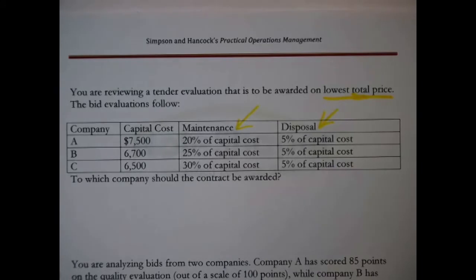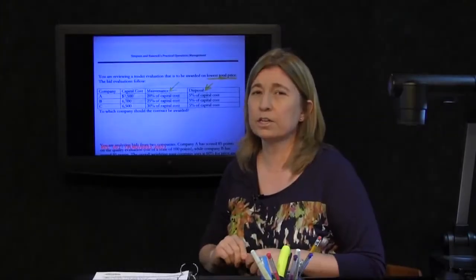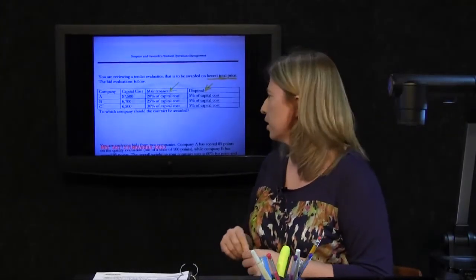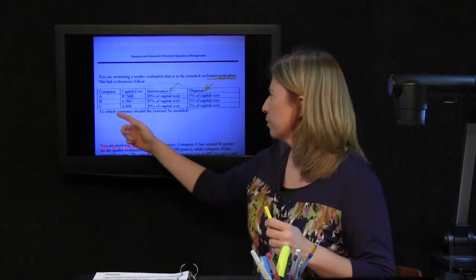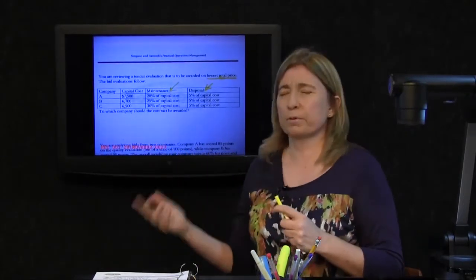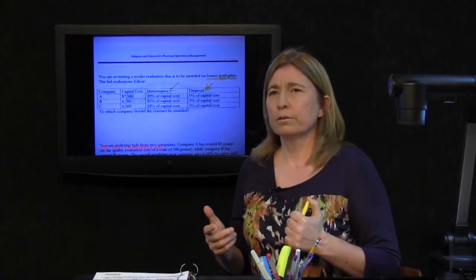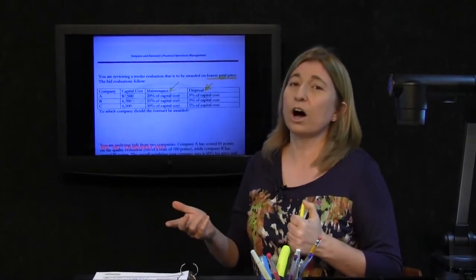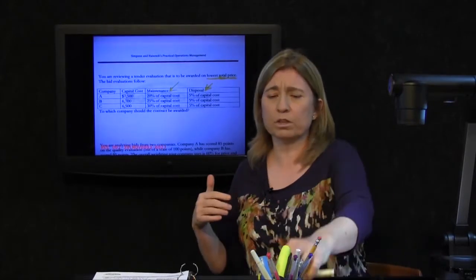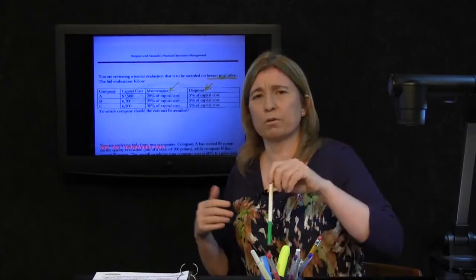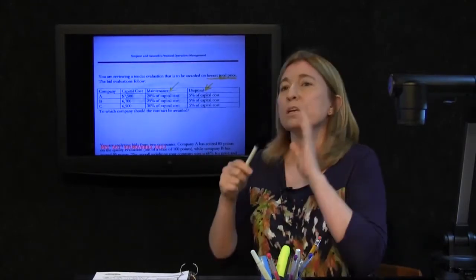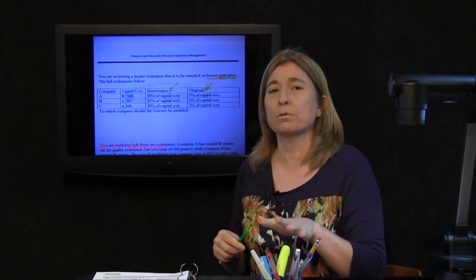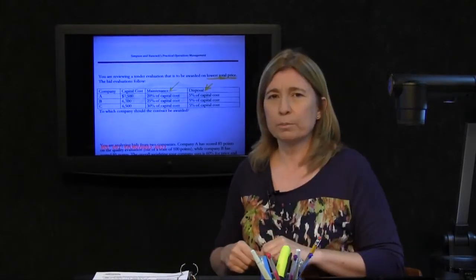Notice that disposal, 5% of capital cost, is the same for each of these 3 candidates, but maintenance is not. It's implying that before we pick, we need to think that, for instance, whatever company C is offering, the percent of capital cost that is maintenance is higher than company A. Even though it's a lot cheaper up front, we're going to wind up paying proportionally a lot more in upkeep. Well, maybe it's cheap enough up front that that's what we want to do. Okay, so how do we pick between these 3?